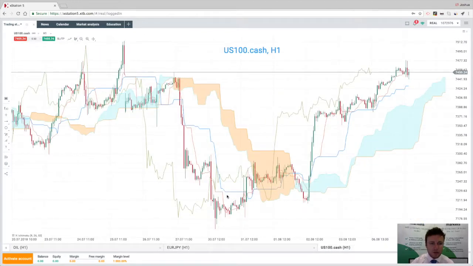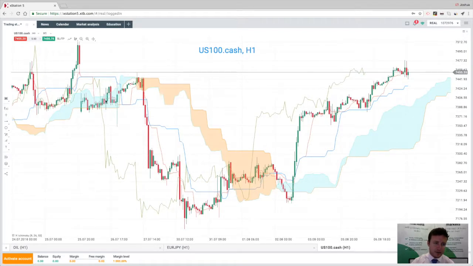The US 100. You can see here we were in the cloud for quite some time. That represents indecision normally. At the top of the cloud here, we ran into possible resistance. We got some selling, possible sell setup. You can see we dropped down below. We had these lines out. The lagging line would have still been in the cloud. It wasn't until here we got further confirmation, the lagging line dropping below the cloud as well. And we had a large move to the downside of almost 300 points.